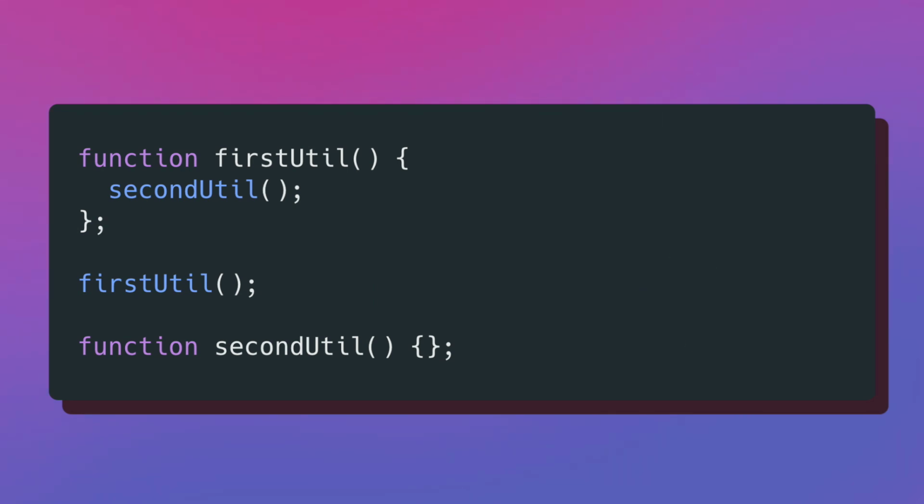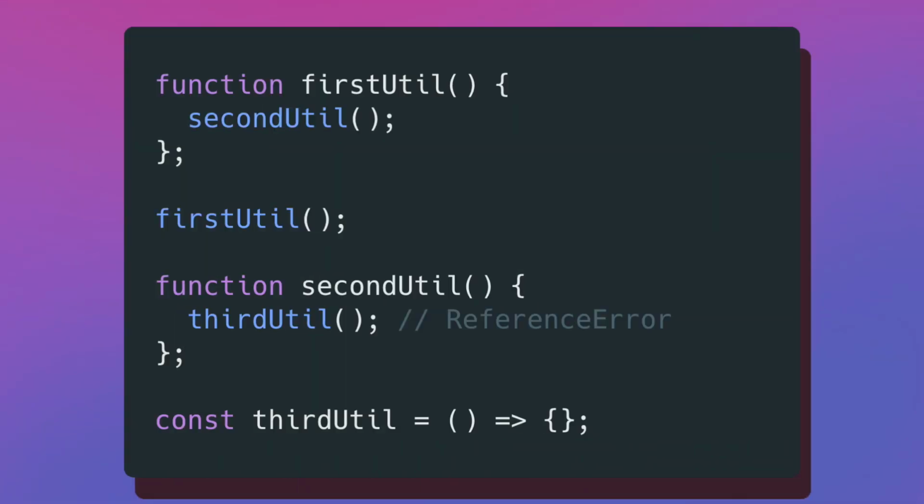But let's say that I wanted to get a function expression in the mix of all this. How would that work? With this new code block, I updated my second util method so that it will call third util, which is a const variable assigned to a function expression, meaning that it's not going to get hoisted with its initial value. So when I call first util, that's going to call second util, which is now going to call third util. But we're calling third util before it has been initialized, so we're going to get a reference error thrown saying that third util has not been initialized.